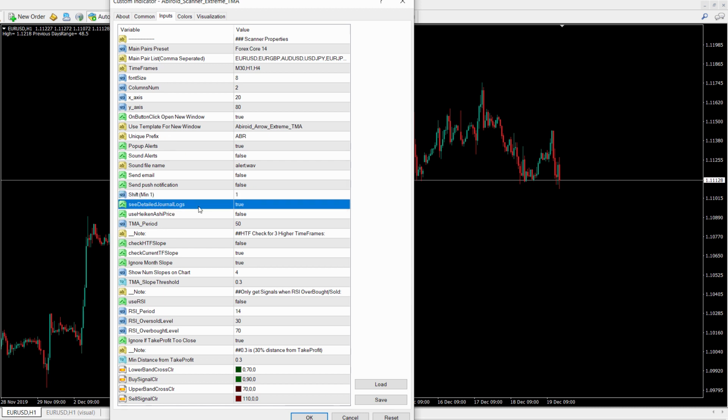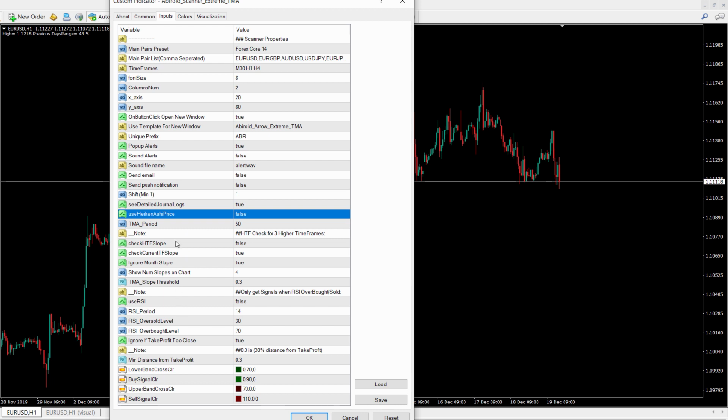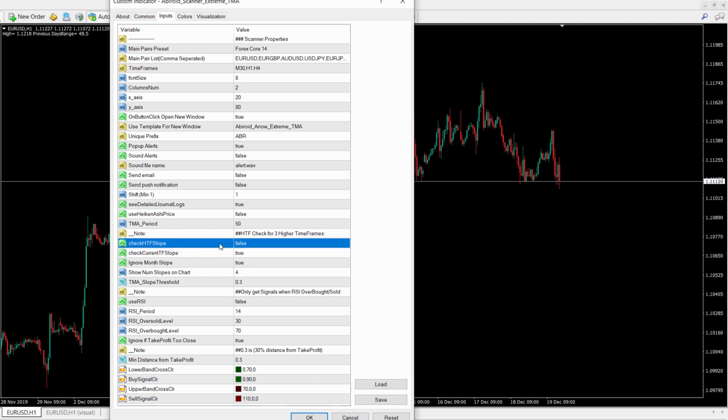And if you would like to see the detailed journal logs, if you are trading too many pairs and getting way too many logs, then you can set this to false. All of these are exactly the settings which I showed you on the arrows indicator. TMA period, check higher time frame slopes or not. And even if you have this set to false, the dashboard will still show you the higher time frame slopes as diamonds, like I showed you earlier.